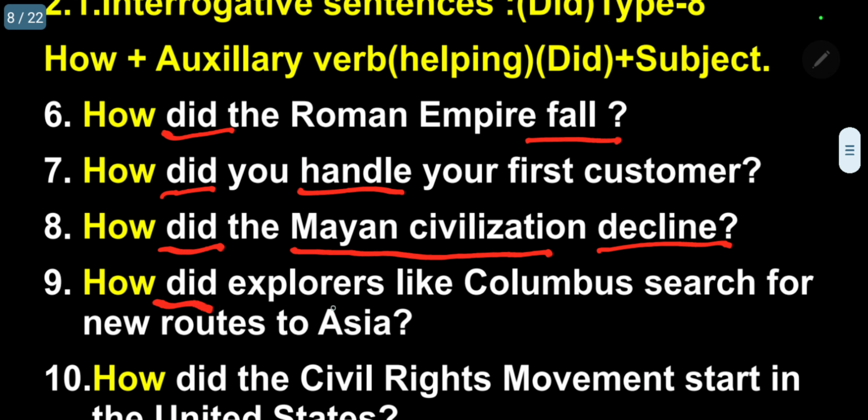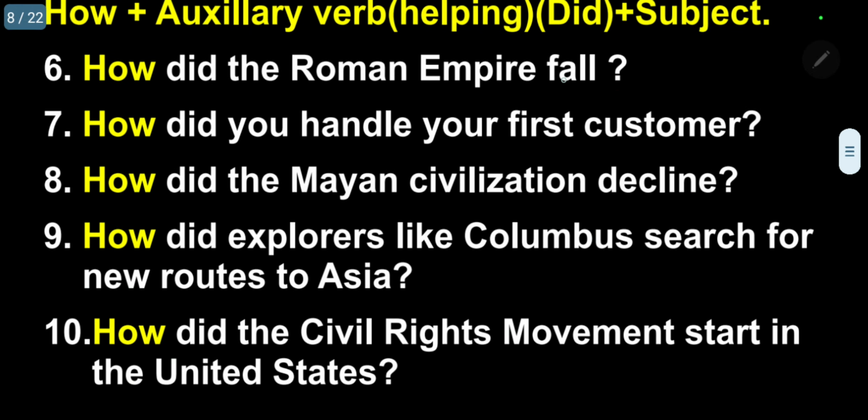How did explorers like Columbus search for a new route to Asia? Search, main verb, did auxiliary. The next one. How did the civil rights movement start in the United States? Start, main verb, then did auxiliary verb.